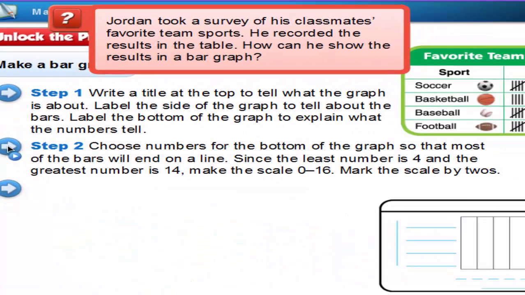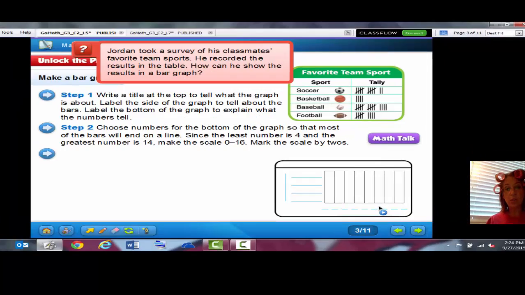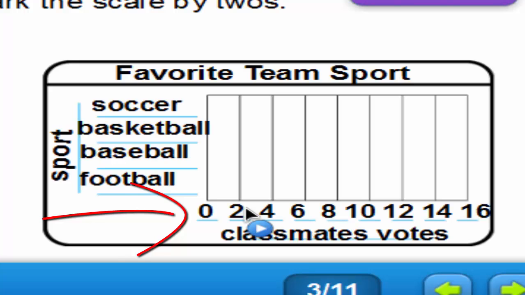Then we're going to choose numbers for the bottom of the graph so that most of the bars will end on a line. Since the least number is 4 and the greatest number is 14, make the scale 0 to 16. So we're going to make the scale from 0 to 16. And we're going to mark the scale by 2's. Watch. And there we have it.